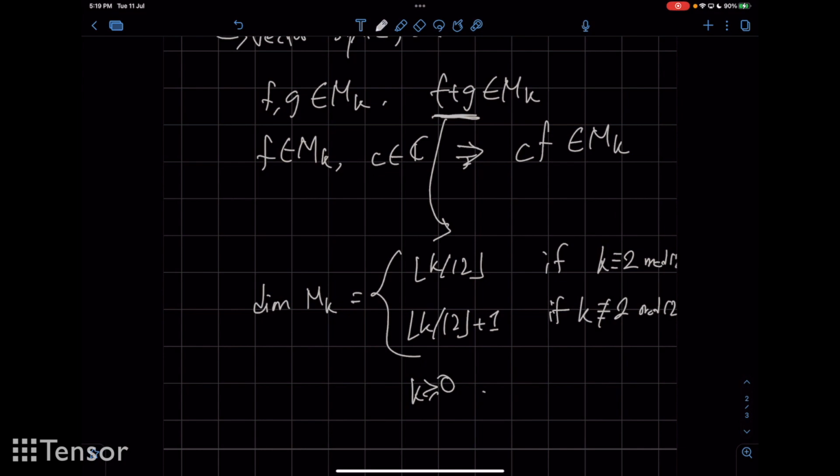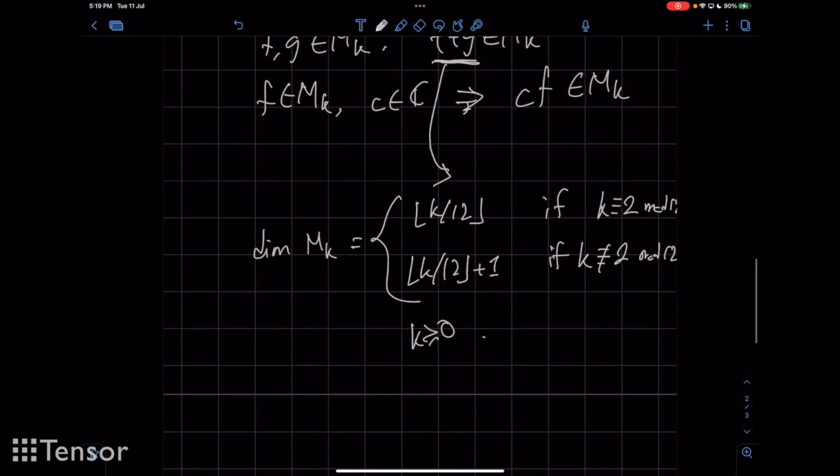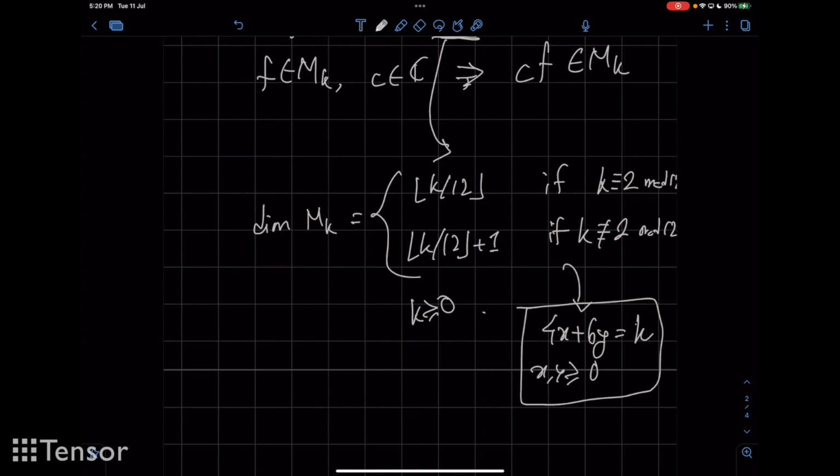So we'll prove it. Those of you who are familiar with solving Diophantine equations can guess that this quantity is exactly equal to the number of solutions of a very specific Diophantine equation, that is, 4x plus 6y is k. Sorry, is k, I'm sorry. So for even positive k, there are exactly these many solutions to this Diophantine equation. And we'll see how this helps us.